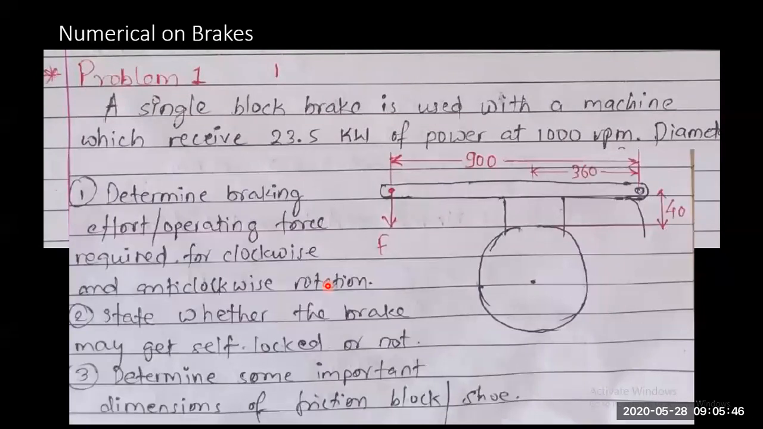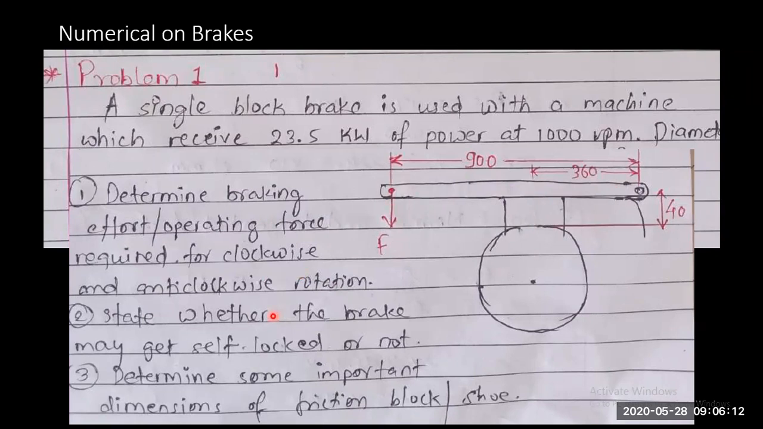It is a continuation of the problem. What do you need to determine? Sometimes it will be given. Determine the effort or operating force, that is F. This diagram also is possibly given in the question. You have the drum, and this here is the shoe, and this here is the link, which is pivoted at one end and where you apply the force at the other end.